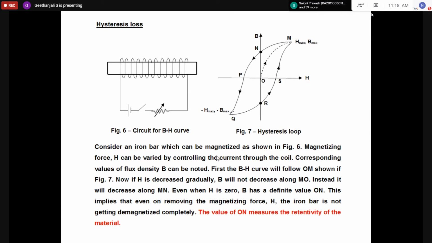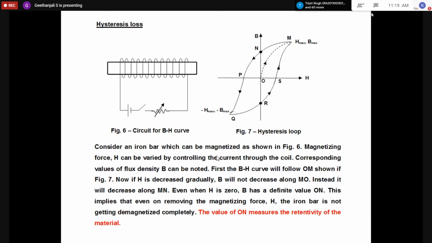It reaches the y-axis, so it does not follow the OM path. It possesses some magnetic property. That is the reason it does not follow the MO path, and it meets the P graph, that is the B line, and it reaches the N point. Initially, it is following the way of OM. So they made H zero, so it is following the path of MN.